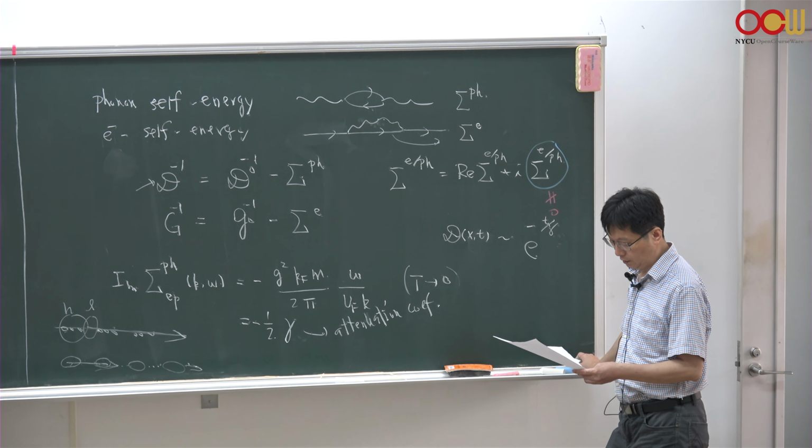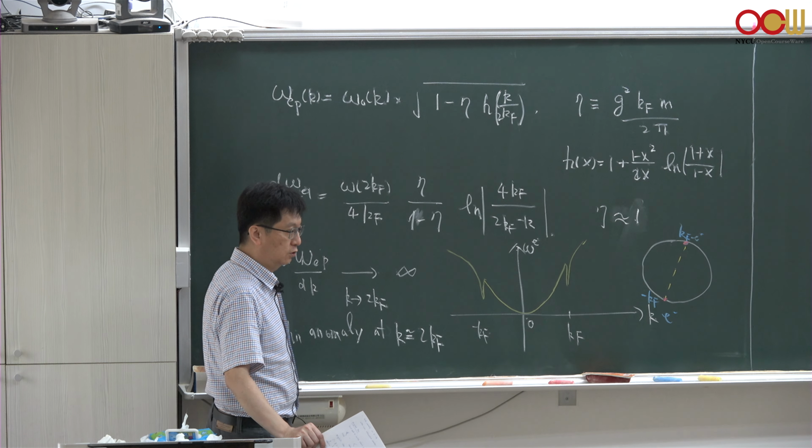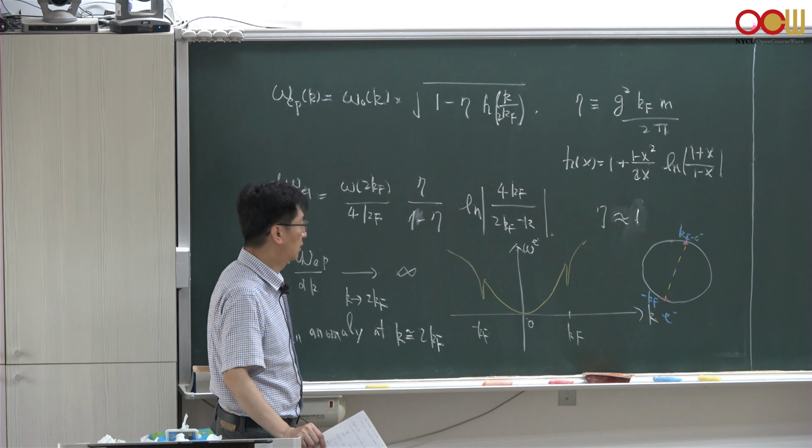Okay, so let's just make a final two remarks regarding electron-phonon coupling. As I mentioned, this imaginary part of the phonon self-energy will lead to the decay of a phonon propagator, and also the so-called attenuation of sound propagation. Another important physics is related to the so-called Coulomb anomaly, which happens when the phonon momentum reaches around 2 times kF, where kF is the Fermi momentum.